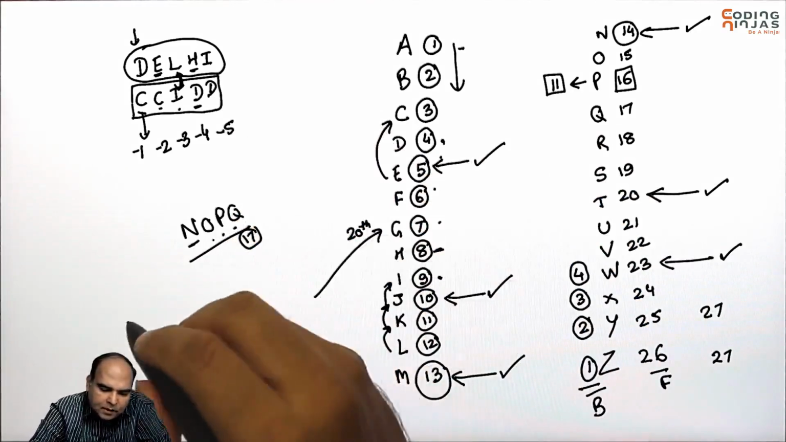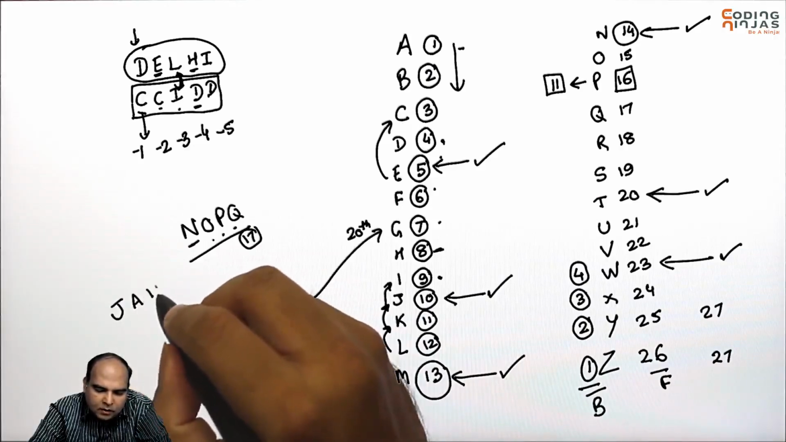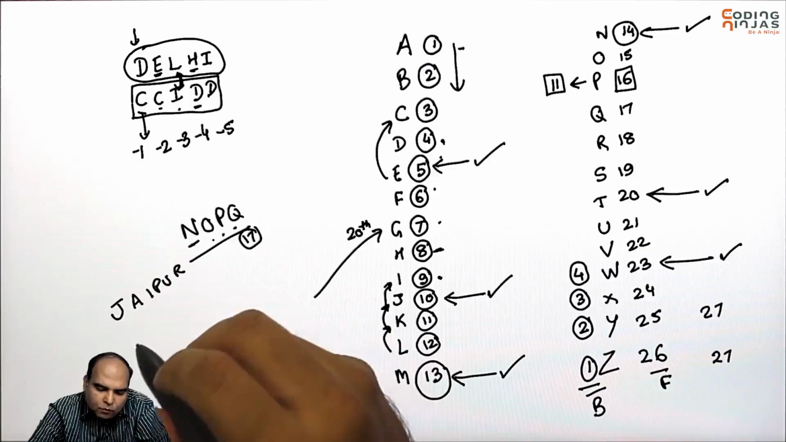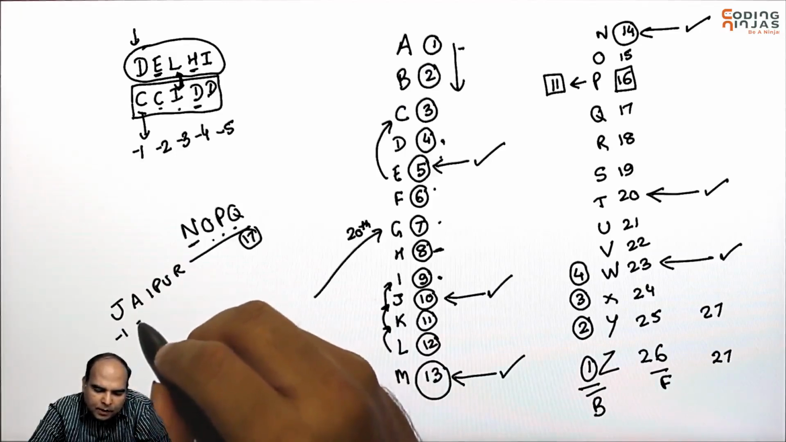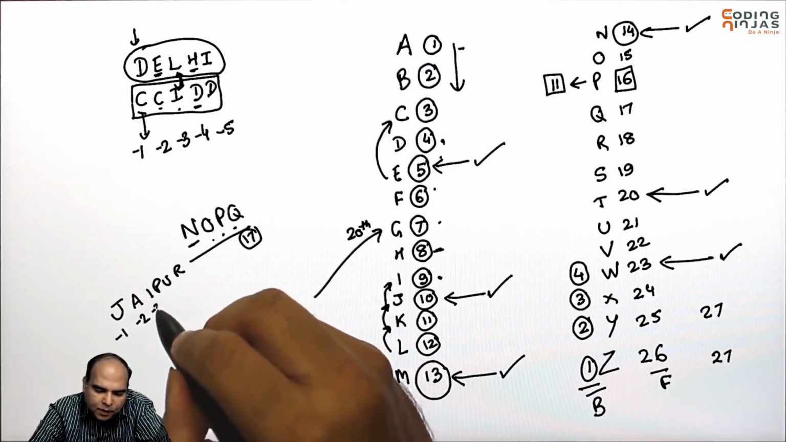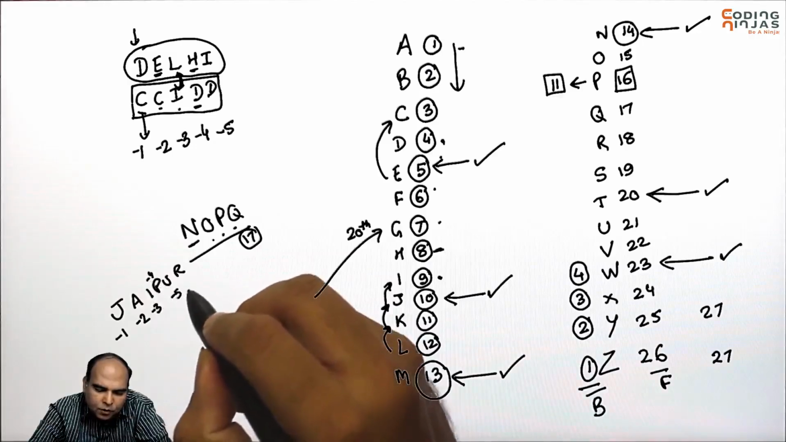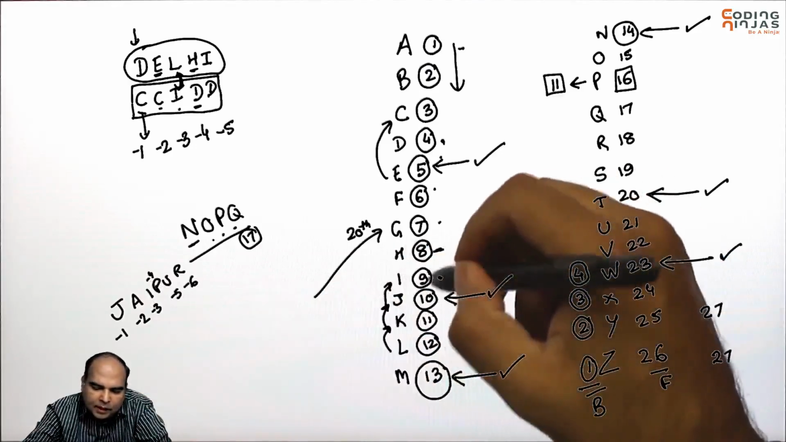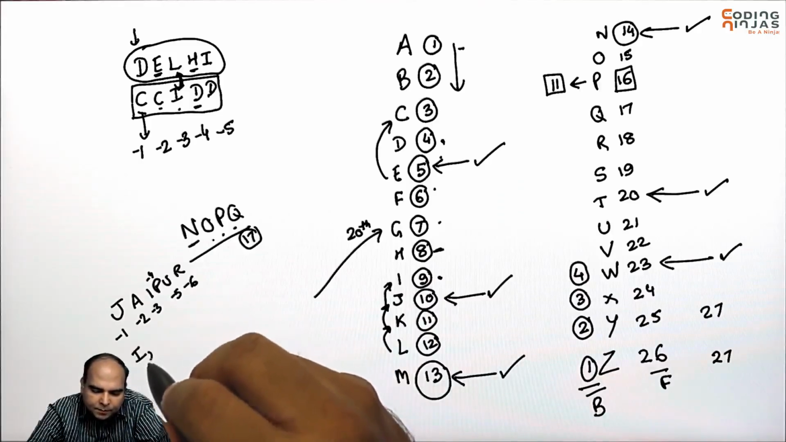So what will happen is, they might ask you something like, what will be the code for Jaipur? So when you want to do that, you will have to do a -1 for J, a -2 for A, a -3 for I, a -4 for P, a -5 for U, and a -6 for R. J being the 10th letter in the alphabet, I will be the -1 letter.